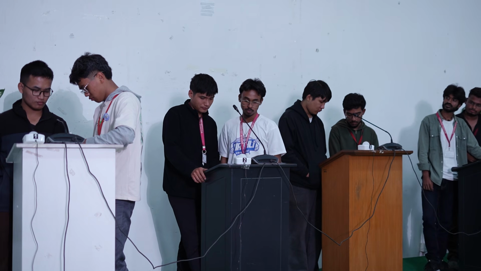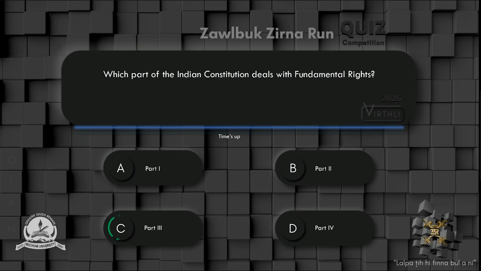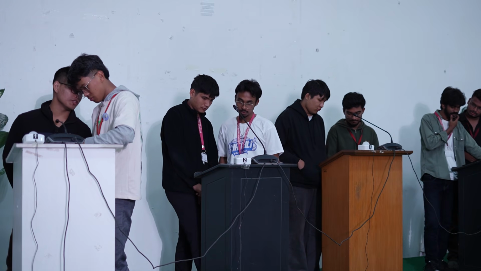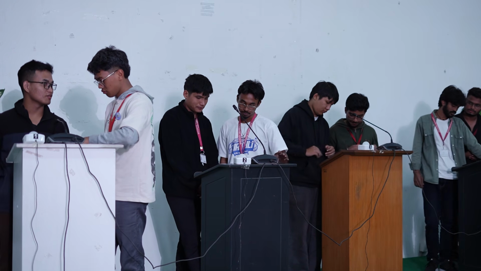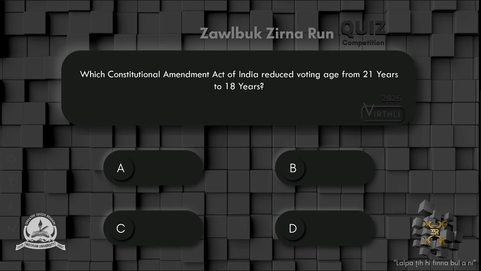Option C. Can you repeat your answer? Option C. Alright, their answer is option C, part 3. And congratulations, that is the correct answer. Moving on to table 3, this is your third question. Which Constitutional Amendment Act of India reduced the voting age from 21 years to 18 years? Option A, 60th Amendment, B, 61st Amendment, C, 62nd Amendment, and D, 63rd Amendment.